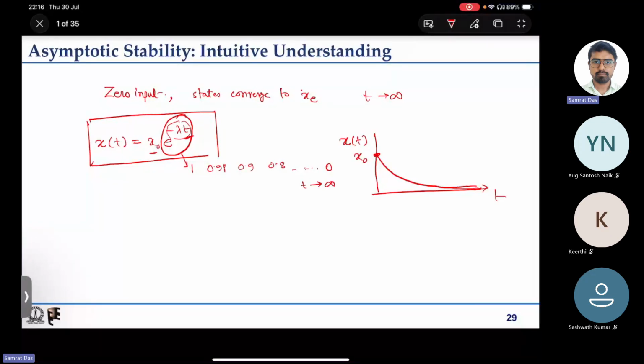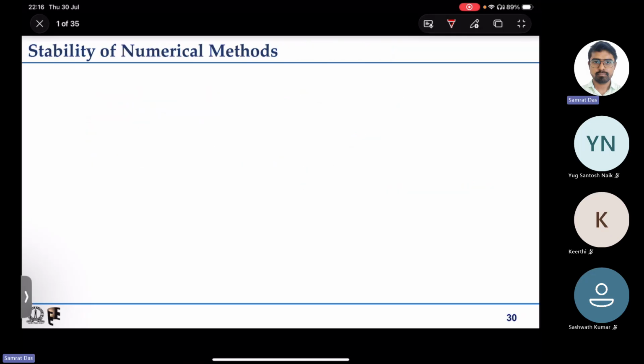So that basically tells you that it is asymptotically stable. Now the point from which we started, like we have understood the numerical methods, and we have to understand whether a numerical method for a given time step is stable or not.